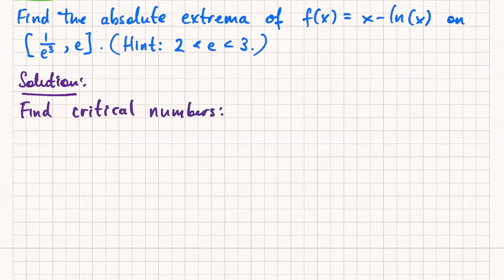Okay, so what is my derivative? My derivative is 1 minus 1 over x. Very easy derivative. Okay, what are the two types of critical numbers? Let's keep reminding ourselves. Two types of critical numbers, write them out.